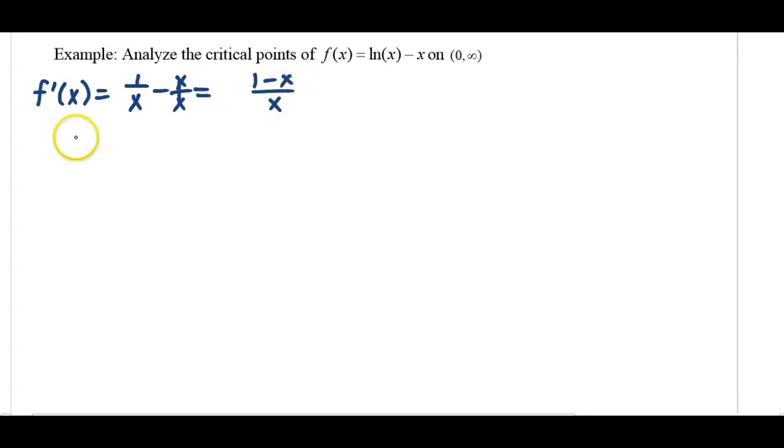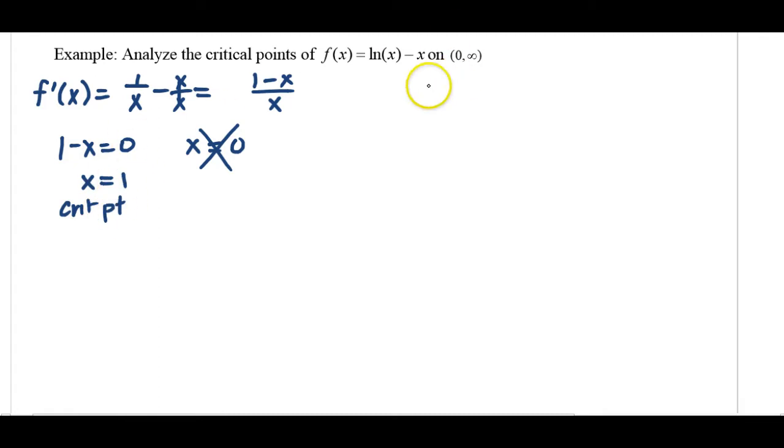So my critical points are going to occur where 1 minus x equals 0 and where the denominator equals 0. So in other words, this is at x equals 1 and x equals 0. Well, I was told to analyze the critical points on open 0 to infinity, so that means that this is a value I ignore. Not to mention 0 cannot be substituted into the natural log function anyway. So my one and only critical point is at x equals 1.